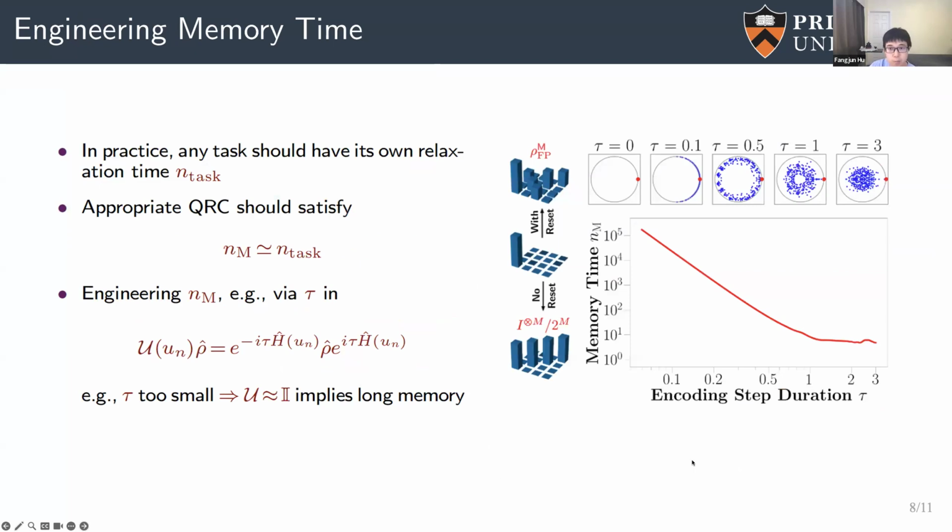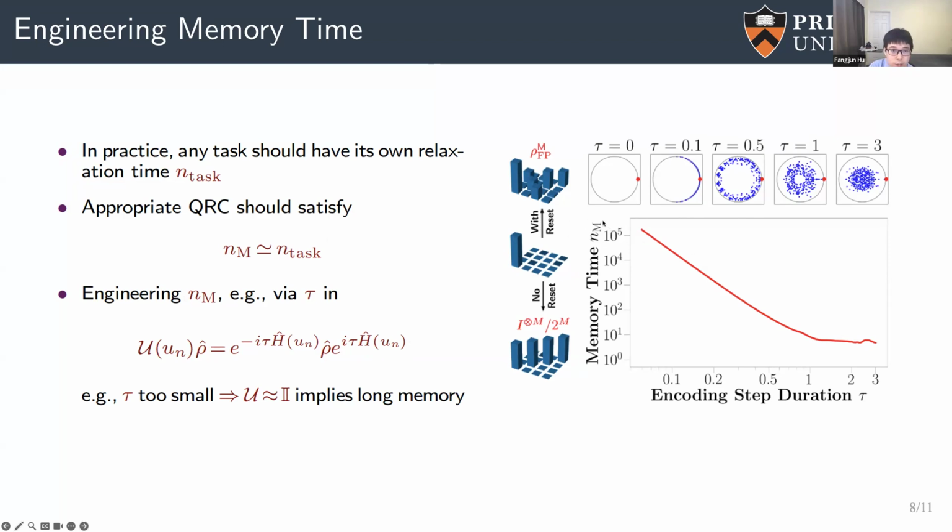Now it's important to know that in practice, any task should have its own relaxation time. We call it N task. So for a good quantum reservoir to resolve some task, it must have an appropriate memory time which fits the intrinsic dimensionality of the task itself. One way to control the memory time is, for example, to tune the evolution time in each time step. So here is one plot.